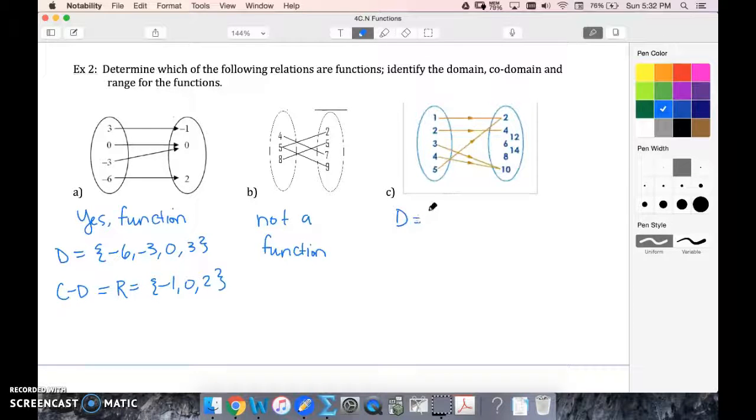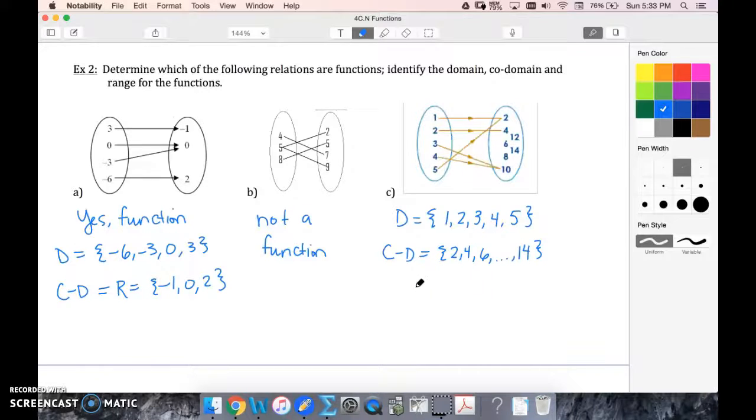So domain is going to be the values from 1 to 5. My codomain is going to be the even values from 2 to 14. So at least 3 to establish a pattern. You could also write this as 2n, where n is an element from 1 to 7.